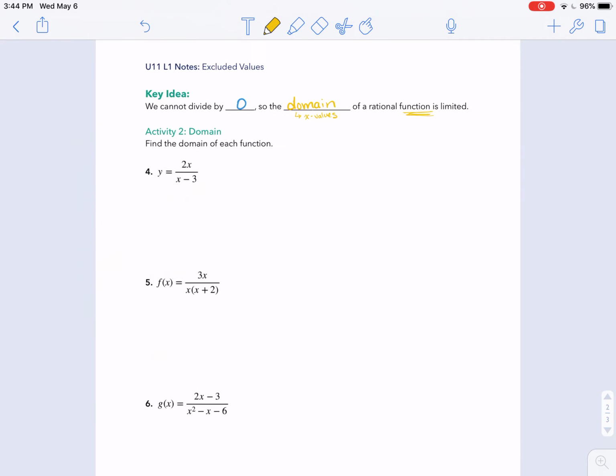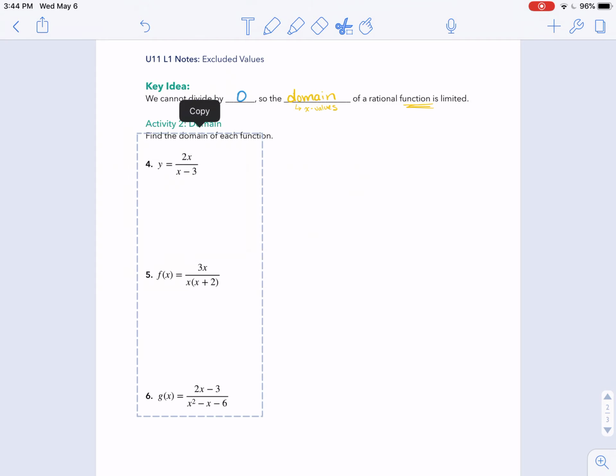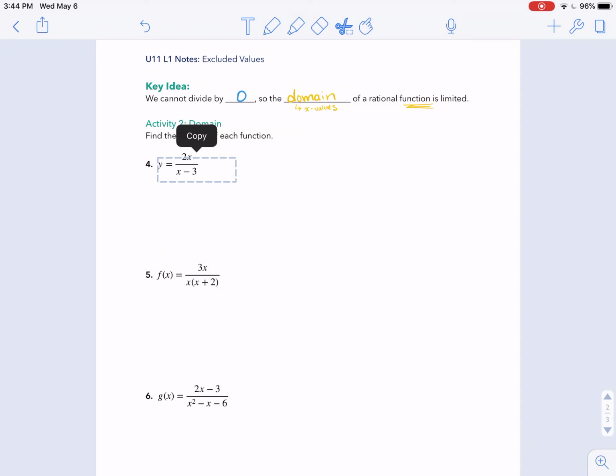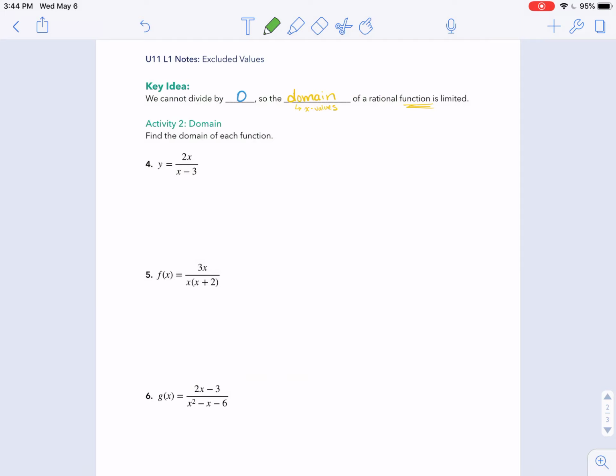That said, if we have 3 functions, oh look at these 3 functions right here, then there are some x values we cannot plug in here or else it'll break our function. Oh no! So to define the domain of each function, we need to set our denominator equal to 0.